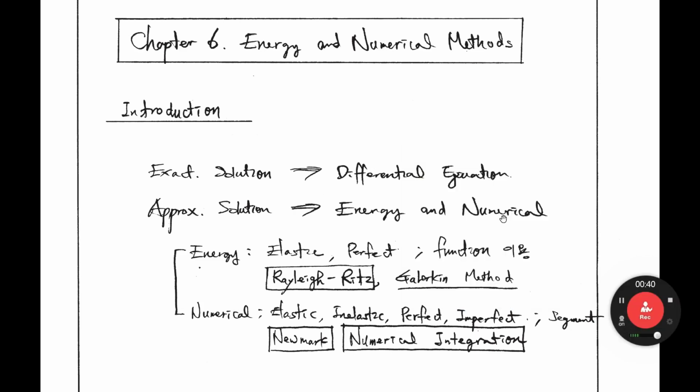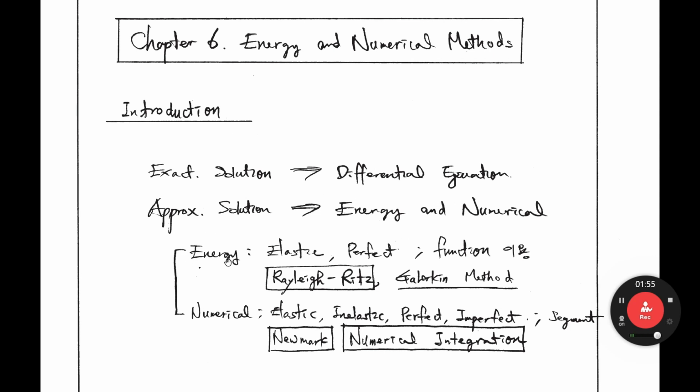Let's go through the introduction. So far, we have used differential equations to solve problems. Differential equations give us the exact solution. Another approach to get PCR, the critical load or buckling load, is the energy or numerical approach. They give us an approximate solution. Let's cover the energy approach. By the way, I would like to compare the energy and numerical methods.